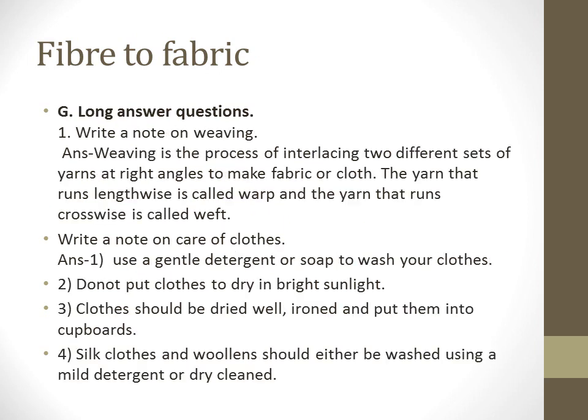And then next, long answer. You have to write a note on weaving. So we have discussed it in the class itself. That is the 3rd chapter. Weaving is the process of interlacing 2 different sets of yarns at right angles to make a fabric. The yarn that runs lengthwise, from top to bottom, is called the warp, and the one that runs crosswise is called the weft. Warp means it comes from top to bottom, and weft means from left to right.